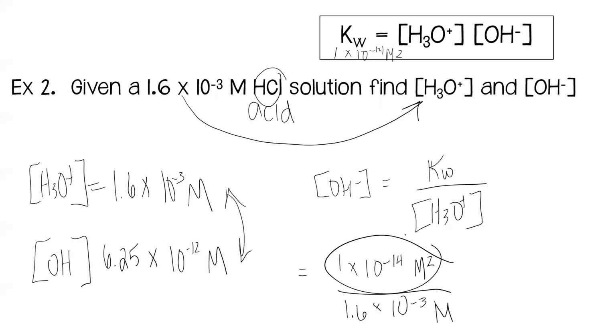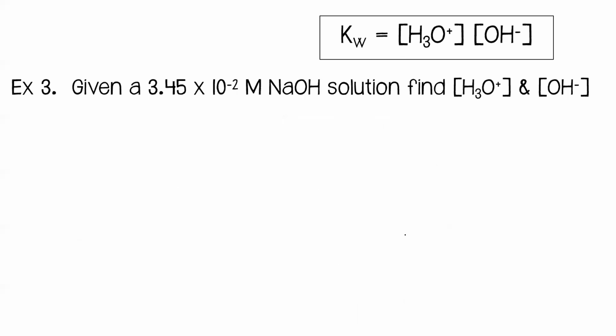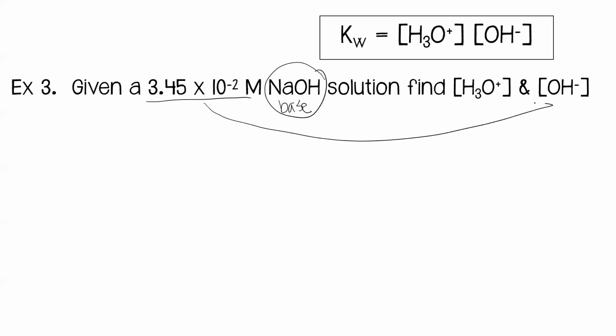All right, try another. Given 3.45 times 10 to the negative 2 molar NaOH solution, find hydronium and hydroxide. So first identify it as an acid or base, and then do the algebra. So pause the video, try it out. Okay, in this case, we have NaOH, which is a base, sodium hydroxide. So now our concentration is equivalent to OH minus. So now we know OH minus is 3.45 times 10 to the negative 2 M.